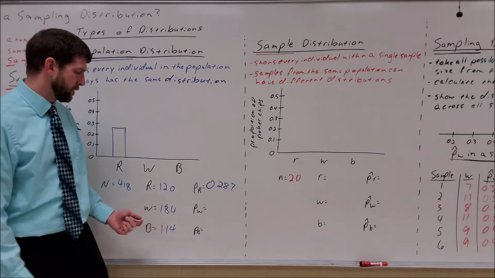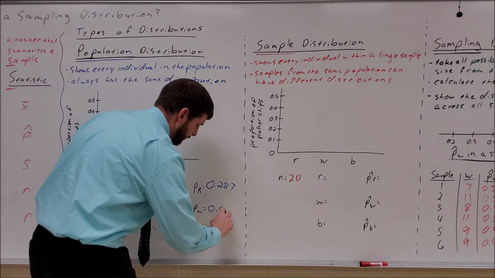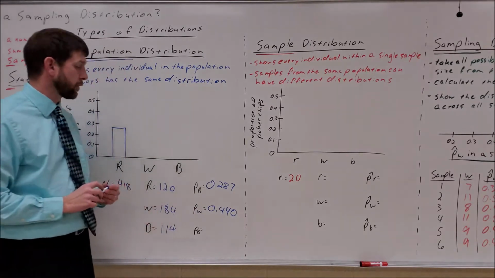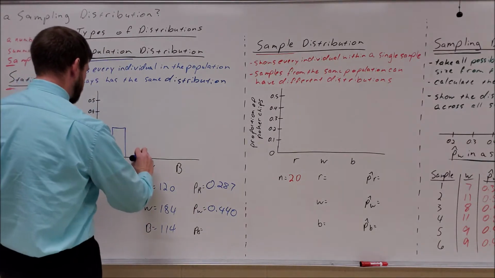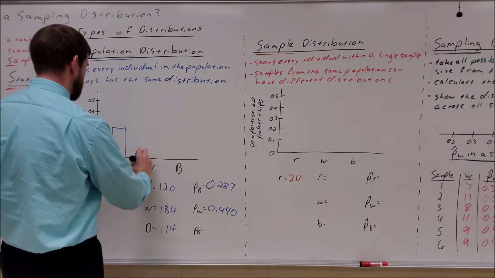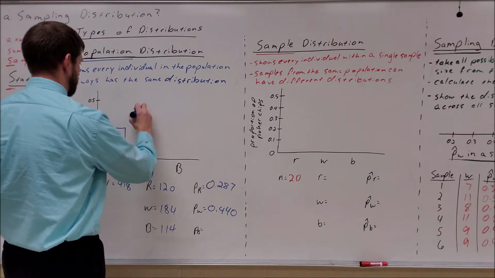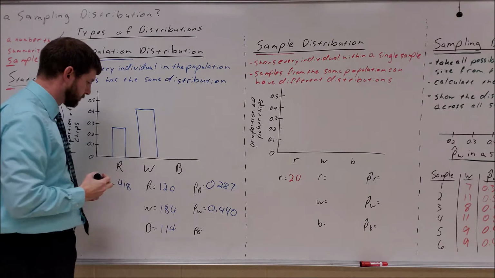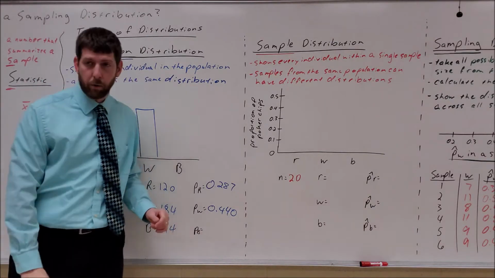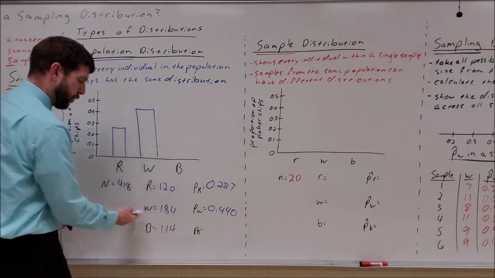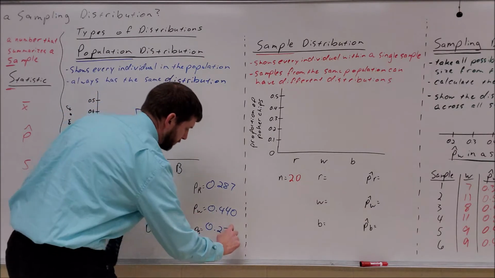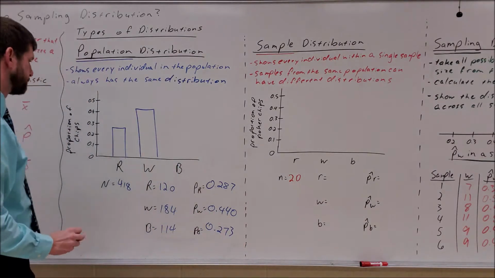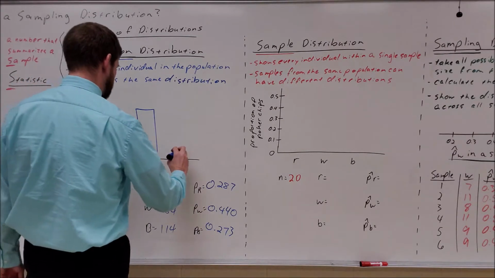My white ones are going to be 0.440. So that's the proportion of white chips in this bucket right here. So about 44, 45%, or it is 44%. And then on the proportion of blue ones, 114 out of 418 is 0.273. So a little bit underneath the red one here.